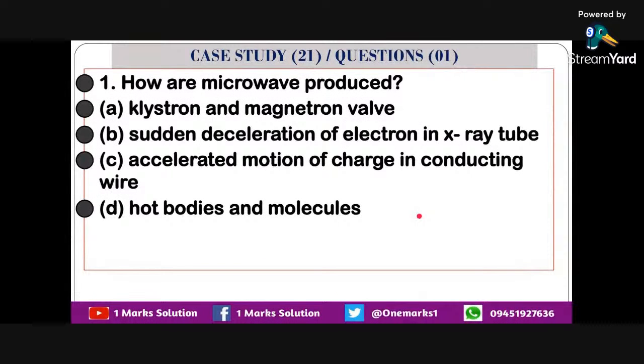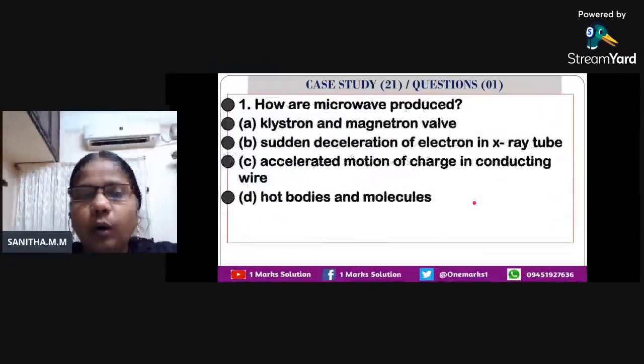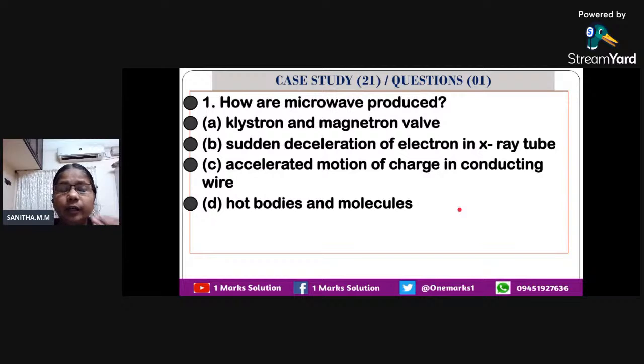So first question, how are microwaves produced? You can just read out the options, and usually the board exam will be asking this question, and it is very clearly mentioned in the electromagnetic waves chapter of NCERT. You can see that in a tabular column it is there. So you can study the tabular column with the blue color. Please go through it. The answer will be the first one itself, the klystron and the magnetron valve is the answer for this question.